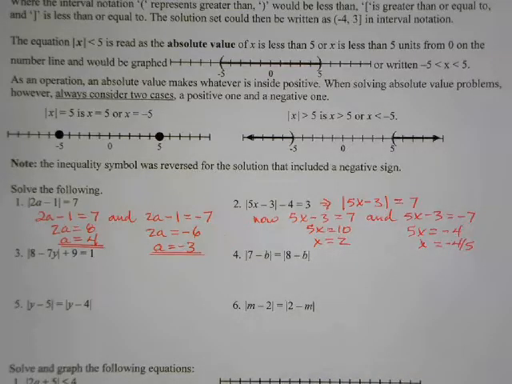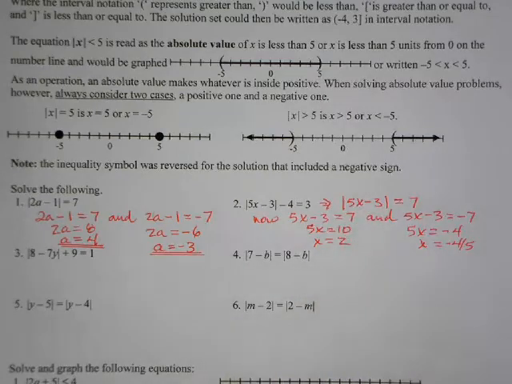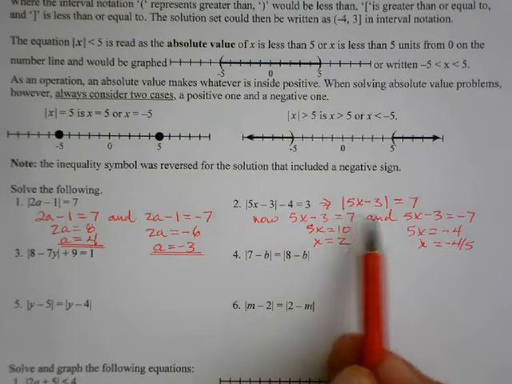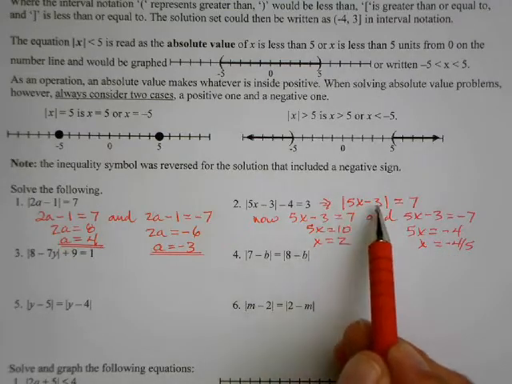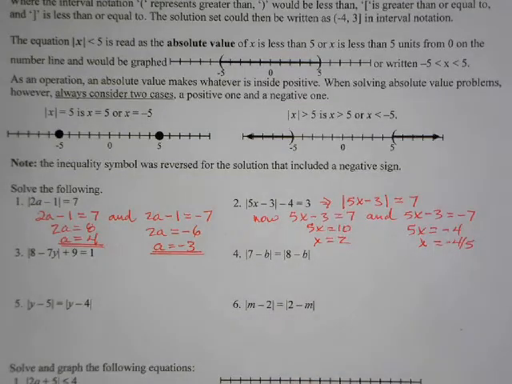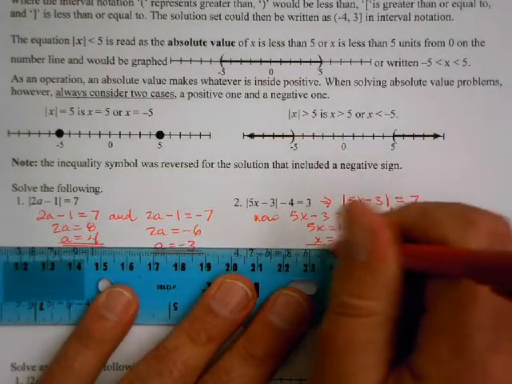And of course, you can see plugging them back in. If I put in 2, that would be 10 minus 3, 7. Absolute value of 7 is 7. If I put in the negative 4 over 5, the 5s would cancel and I'd have negative 4. Subtract 3, which is negative 7. Absolute value makes that positive 7. So, two cases.